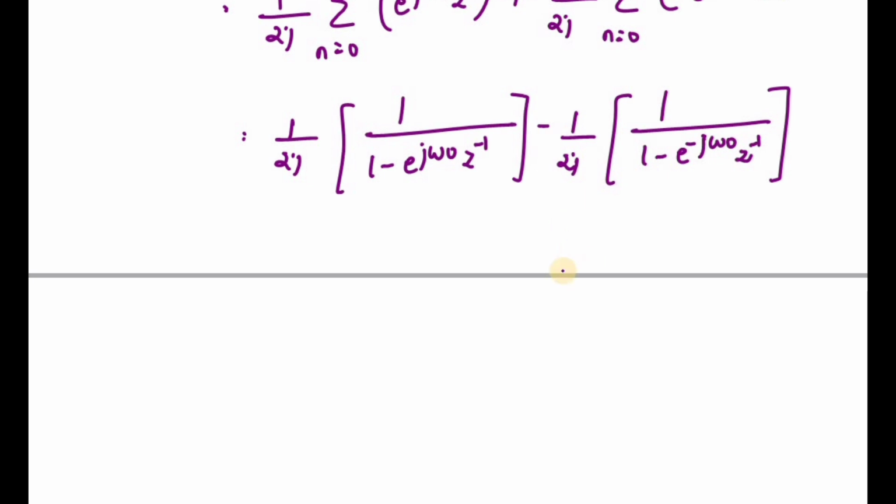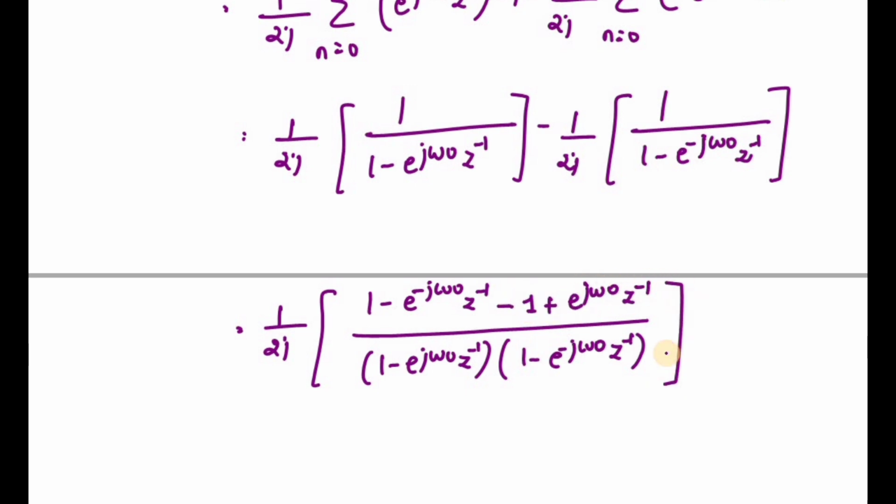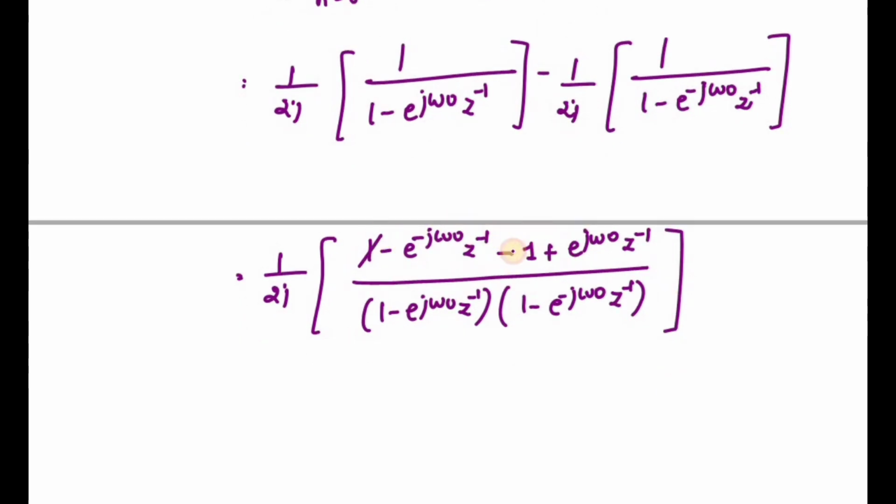So from this I can take the common term. If I take 1 divided by 2j outside, you can write 1 minus e power j omega naught z power minus 1 into 1 minus e power minus j omega naught z power minus 1. So this I can write as 1 minus e power minus j omega naught z power minus 1 minus 1 plus e power j omega naught z power minus 1. Yes, here the 1 and 1 get cancelled out.